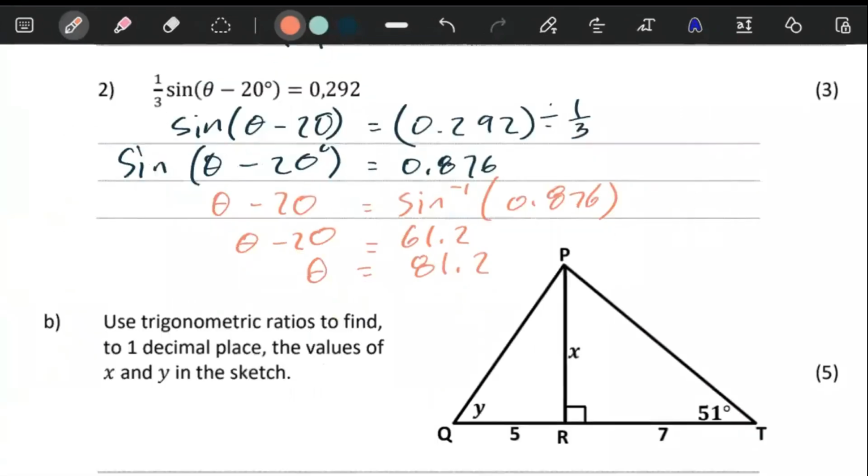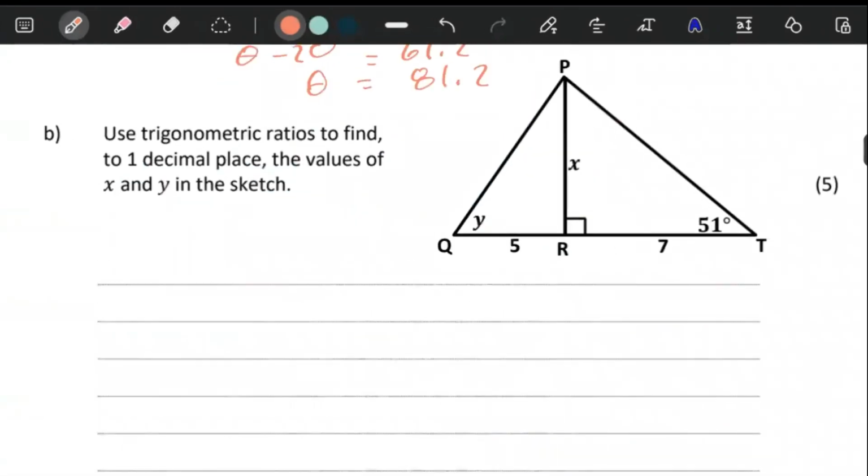B says the following. Use the trigonometric ratios to find to 1 decimal place the values of x and y. So it's a 5-mark question, and it doesn't seem like it's a difficult question, fortunately. Looking at where x and y is, you want to look at the triangle that has more information to help you. The one on the right side here has more information, so I can get x first, because you have an angle here, and you have an opposite, which is x, and the adjacent, which is 7.